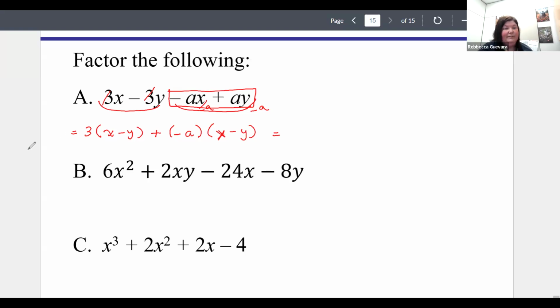So once I do that, that's going to give me the same binomial of x minus y and x minus y. So I'm going to factor out my x minus y. And what should be left over are these two terms. So I'm going to be left with 3 minus a. Well, you could have said 3 plus negative a.